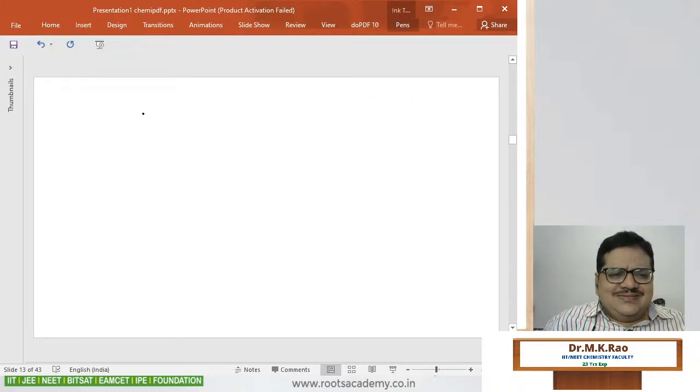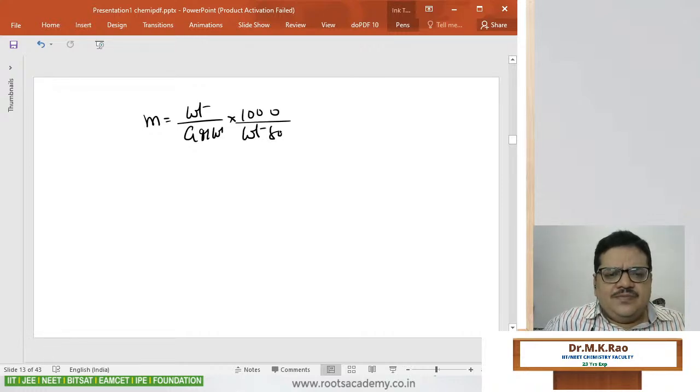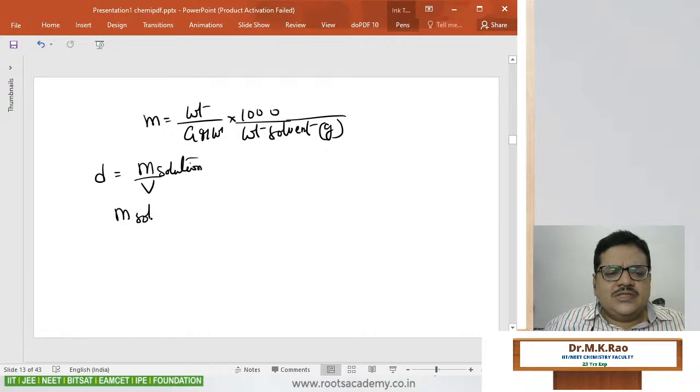Another approach. Molality is equal to weight by gram molecular weight into 1000 by weight of solvent. Weight of solvent in grams is the formula. Here density is given. Density is equal to mass by volume. This is the mass of solution. Mass of solution means mass of solute plus mass of solvent, which is equal to density into volume.